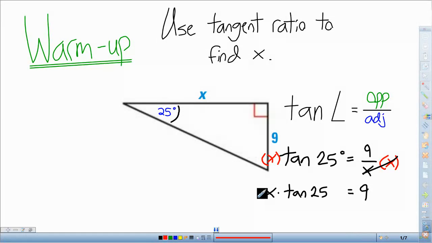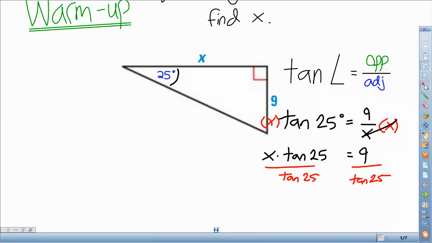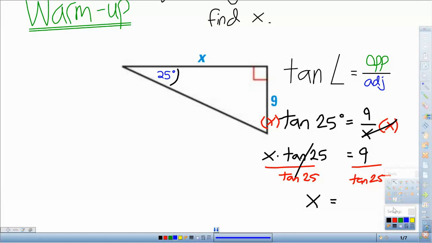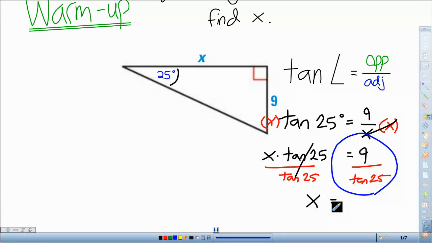From here, now I can solve for x. It's being multiplied by tangent 25, which remember, that is just a number. If we were to type that into a calculator right now, we would just get some decimal. Okay, so it's being multiplied by a number. So to get rid of it, we're going to divide. Okay, and we have to do it to both sides. Okay, so yeah, these are canceling and I'm getting x by itself. Over on the right, 9 divided by tangent 25. This is what we need to type into our calculator.